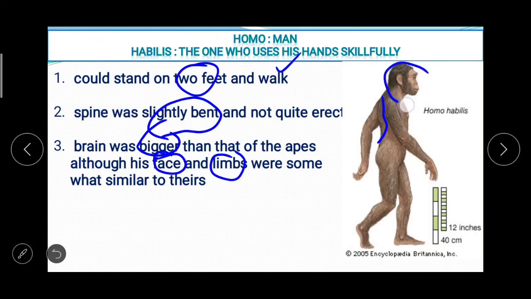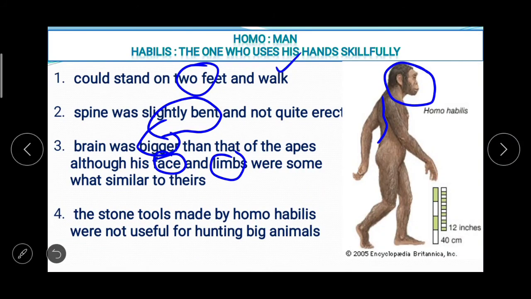इसे अगर हम देखेंगे फेस को तो ये थोड़ा बहुत एप्स की तरह ही लगता है, उसमें ज़्यादा चेंजेस नहीं हुए थे. The stone tools made by Homo habilis were not useful. Not useful for what? For hunting big animals. But here one thing, stone tools उन्होंने बनाए थे. The stone tools were made by Homo habilis, but were not useful for hunting big animals.